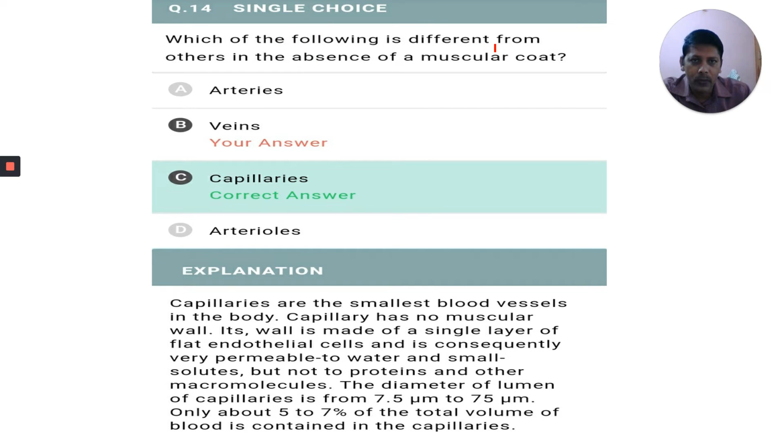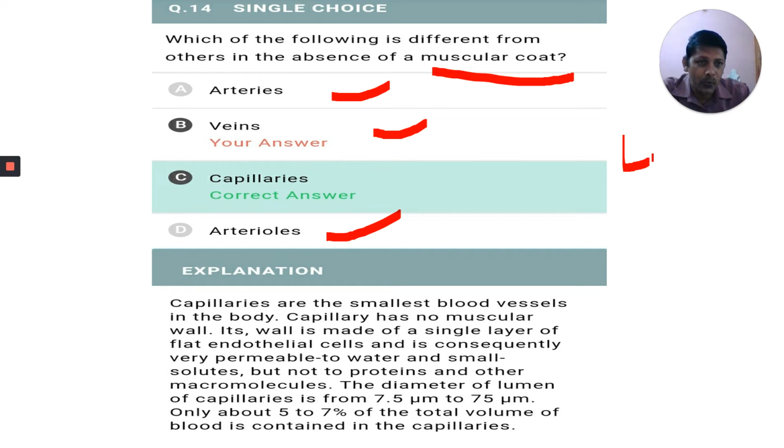Come to the next one. Which differs from the others in the presence of muscular coat? Okay, this topic is newly added in the NCERT textbook. The structure of artery, vein, and capillaries. In the wall of the arteries there is smooth muscle. In the wall of the veins, there is smooth muscle. In the wall of the arterioles also smooth muscle. In the wall of the lymph vessels also smooth muscle. In the wall of the lymph duct also there are smooth muscles.